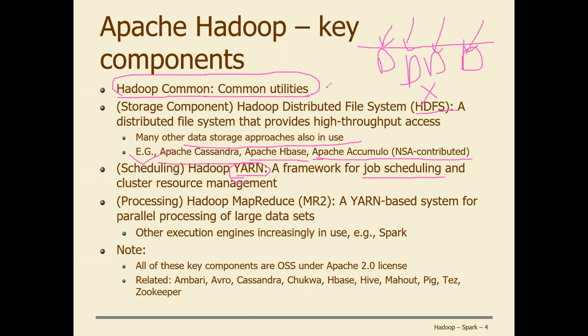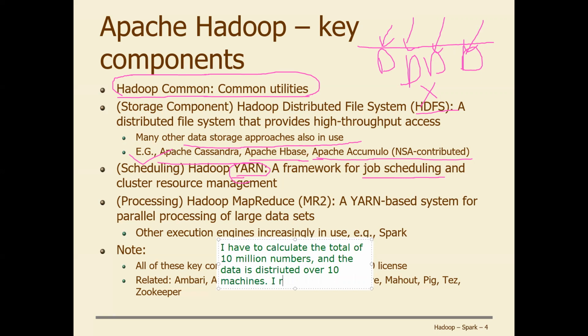Yarn manages this, let's say Yarn can say I have to calculate the total of 10 million numbers, and the data is distributed over 10 machines. So I run a job to add these 10 million numbers. How exactly that will happen is a difficult matter, but I need coordination.